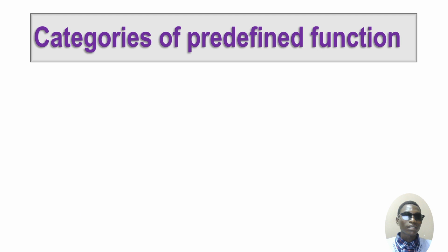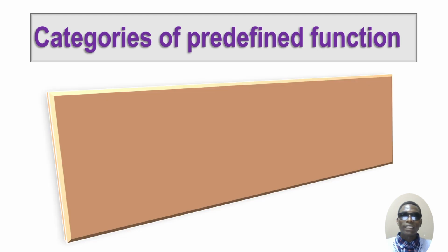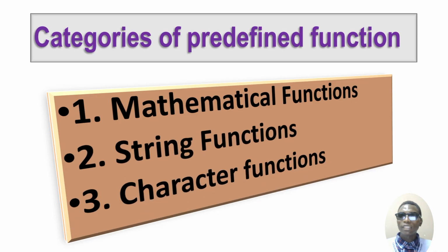Here let us see categories of predefined functions. There are mainly 3 categories of predefined functions. The first one is mathematical functions. Those are functions used in mathematical calculations, right? The second one is string functions, we will see, and also there is another one called character functions. Those functions are used to manipulate characters.